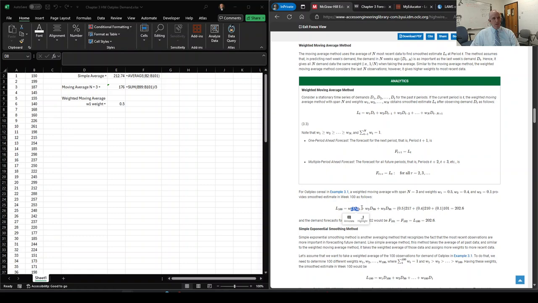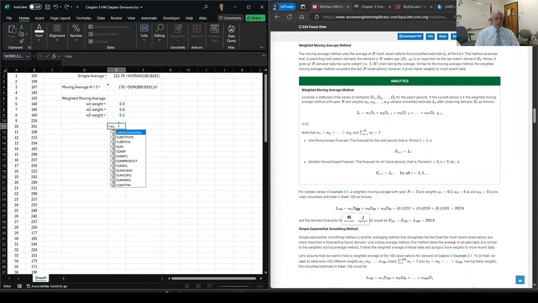Notice how W1 is tied to demand for the 100th week. That's the most recent week. Week 2 weight is going to be 0.4. Week 3 weight is going to be 0.1. Notice the weights always have to add up to 100%. So if we did a 5-week moving average, we would need to have 5 weights, and the sum of all those would need to be 100%, or 1 in this case.